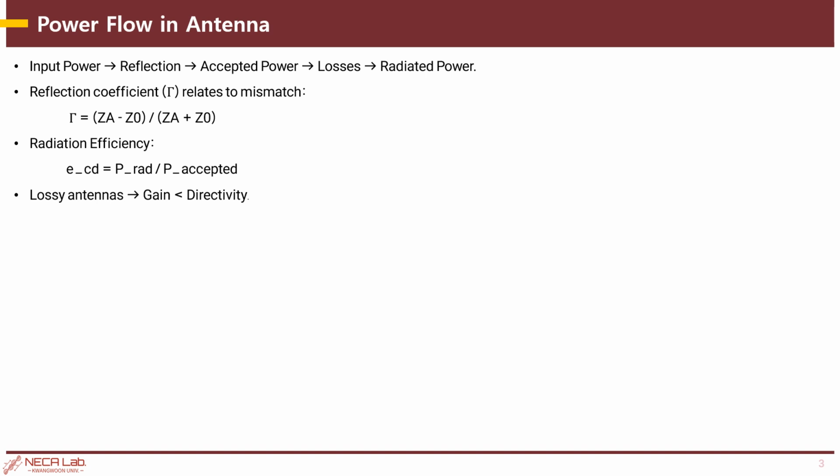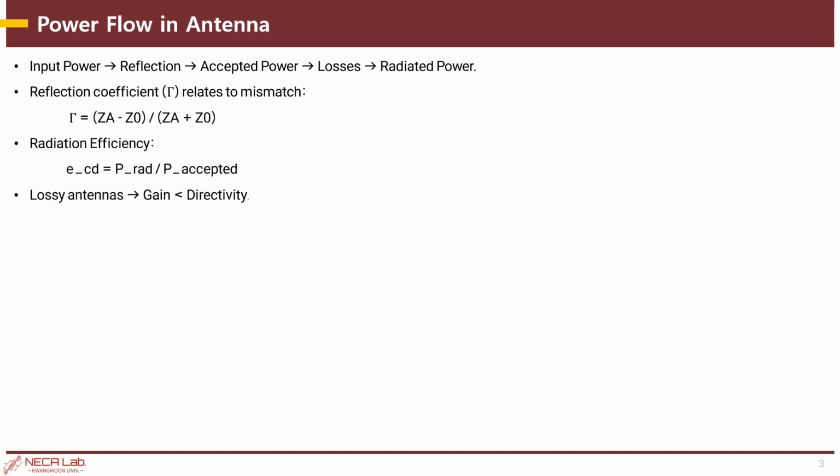Second, to quantify the mismatch between the antenna and the transmission line, we use here the reflection coefficient, the first equation, where Z is the antenna impedance and Z0 is the characteristic impedance of the transmission line.